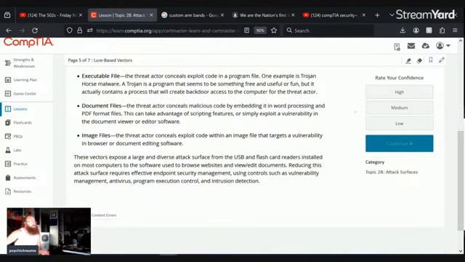These vectors expose a large and diverse attack surface, from the USB and flash card readers installed on most computers to the software used to browse websites and view and edit documents. Reducing this attack surface requires effective endpoint security management using controls such as vulnerability management, antivirus, program execution control, and intrusion detection.